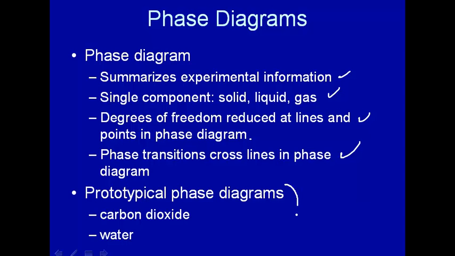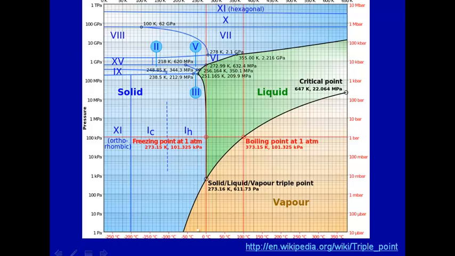Now let's look at some prototypical phase diagrams. The two that people always use are carbon dioxide and water. So let's look at water first. This is from a Wikipedia article. The blue area is where the water is a solid. The orangish yellow is where the water is a vapor. And the green is where the water is a liquid.